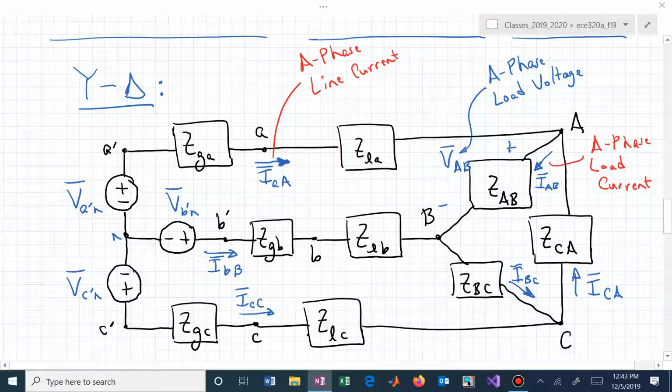And now I hope you can appreciate the fact that depending on the interconnection, whether you have a Y or a delta, if somebody says, what's your phase voltage or what's your phase current, you have to know what the interconnection structure is.